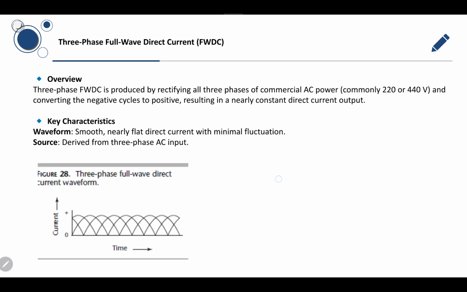Next we discuss three phase full wave direct current. This is the smoothest form of DC for magnetic particle testing. It's produced by rectifying all three phases of commercial AC power. It converts the negative cycle to positive, resulting in a nearly constant direct current output. So it converts negative into positive. So here, no negative current cycles.